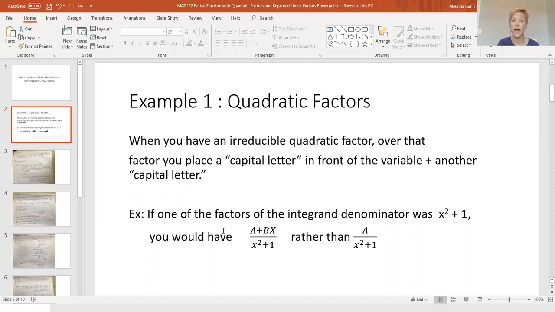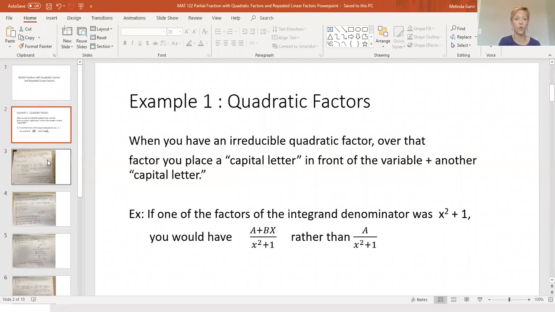So what you're really doing here is, when you're putting an A over an x, that was like an A x to the 0. So for this one, the power of the numerator is still 1 less than the power of the denominator. So just make sure that if you have an irreducible quadratic, you have a letter in front of x plus another letter. And you can do it in either order, commutative property of addition.